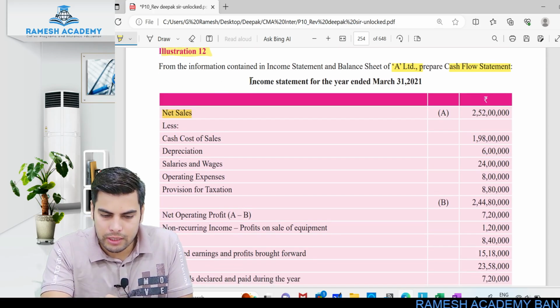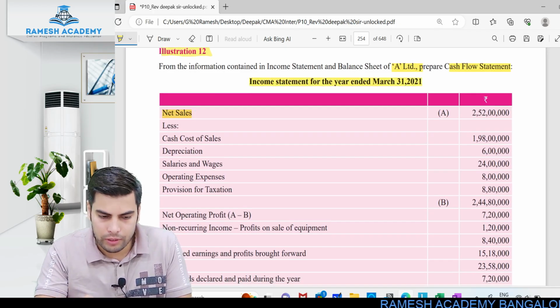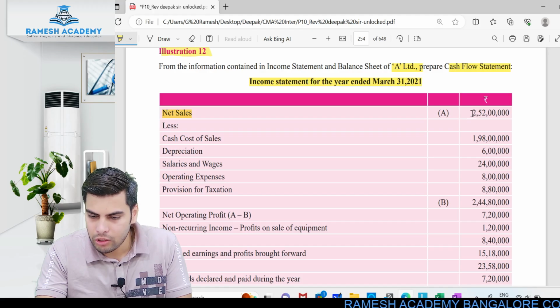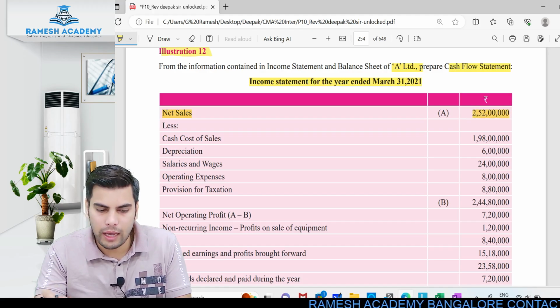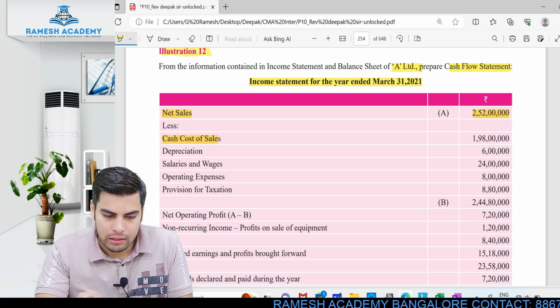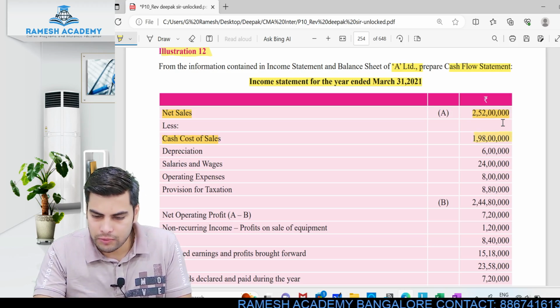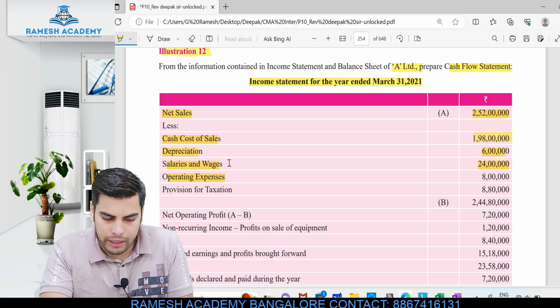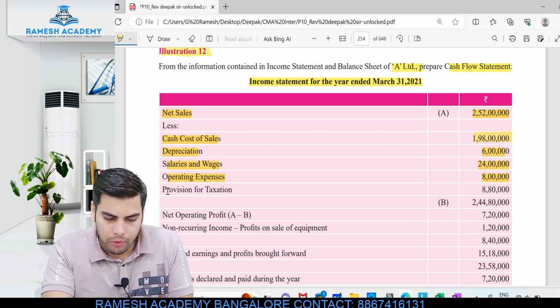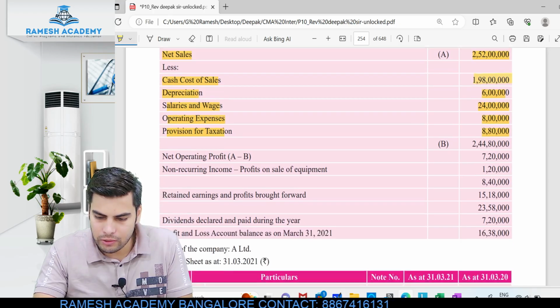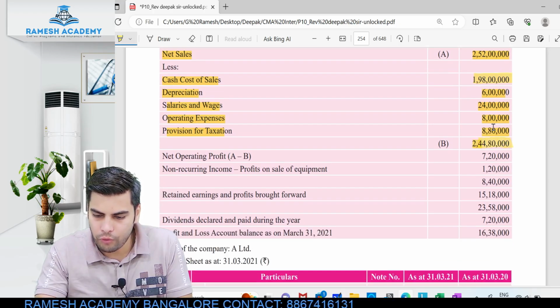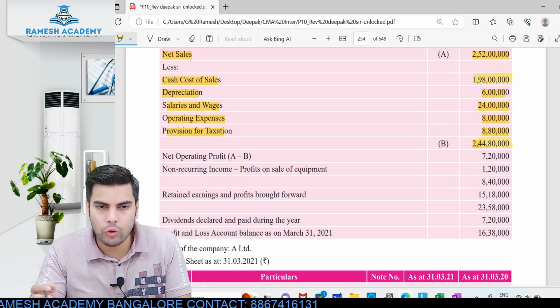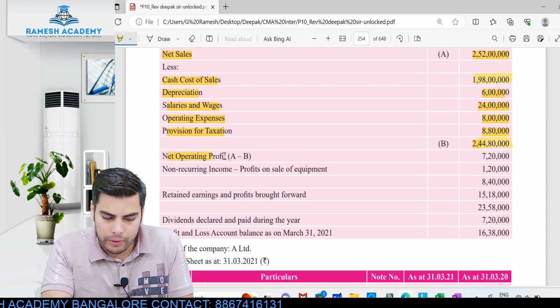So this is the income statement, which is nothing but the profit and loss account. They have given the net sales as 2.52 crores, 252 lakhs. Less cash cost of sales, that is 198 lakh. Depreciation we have got 6 lakh. Salaries and wages 24 lakh. Operating expenses 8 lakh, provision for taxes 8 lakh 80,000, total expenses is 2.44 crore, so 2 crore 44 lakh 80,000. Net operating profit has been given as 7 lakh 20,000.